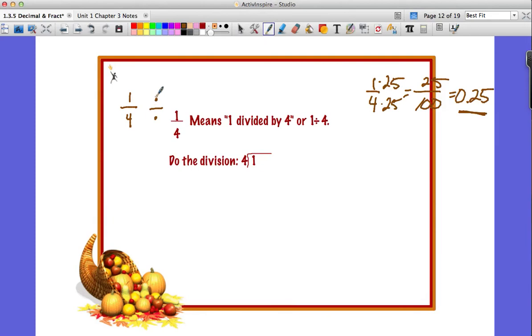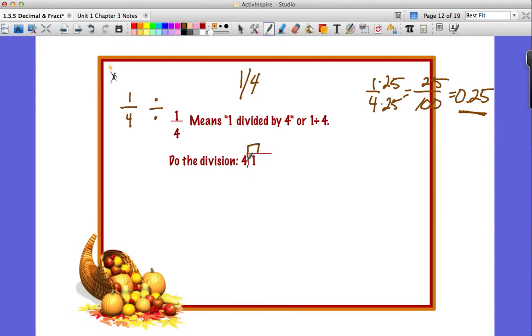Instead of numbers, though, we have dots. So this is why when you see this, it means the same thing. This is the same sign as division. So a fraction is actually a division problem. So in this case, we actually are going to do the division. So we're taking 1 and dividing it by 4. So 1 goes on the inside, 4 goes on the outside.